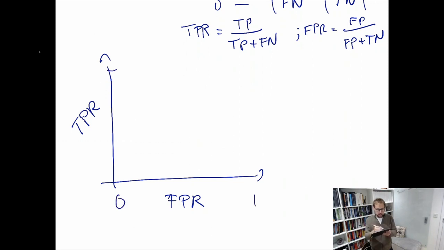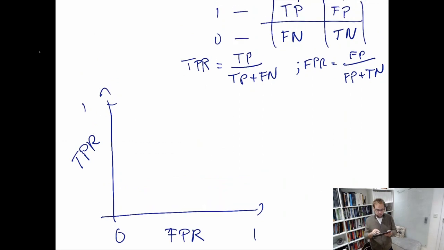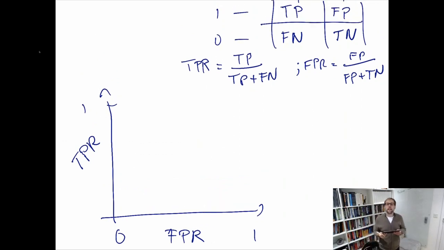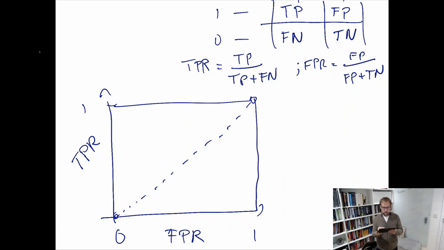Now importantly, if my model is random, if I'm random guessing, I'm getting as many true positives as false positives. So a random guess will always be a 45-degree line from 0 to 1. This dashed line will be a random guess, a random model.